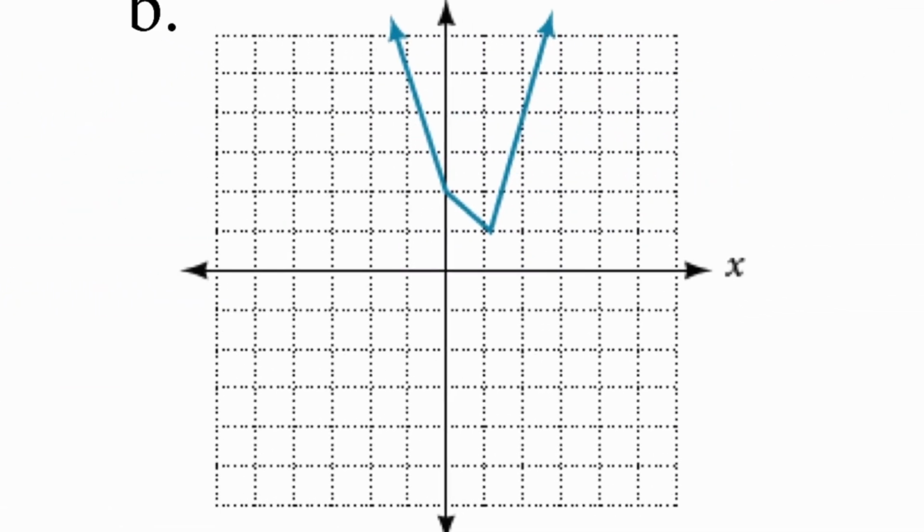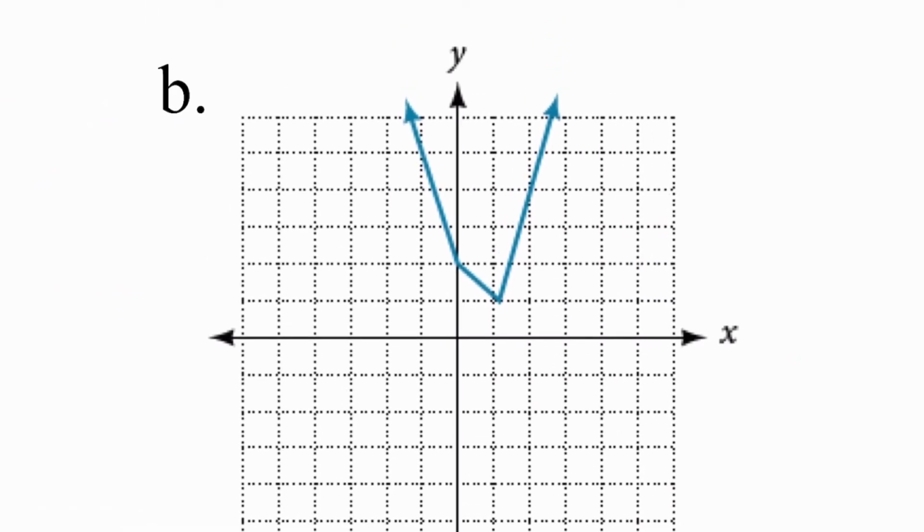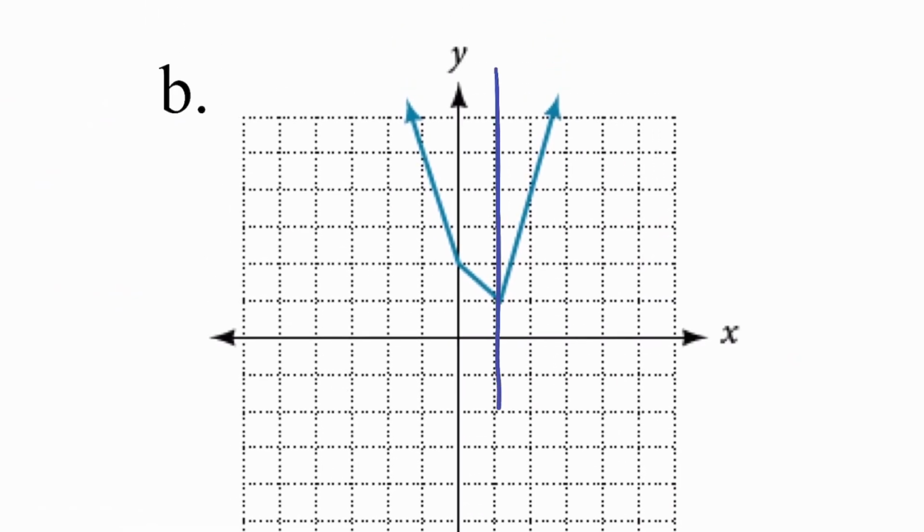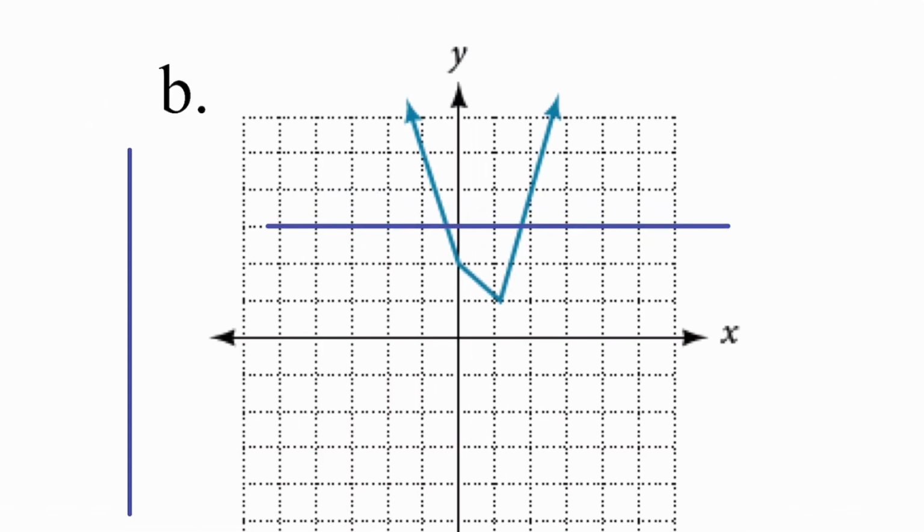This one, okay, now it is a function. It passes the vertical line test, right? If I make a vertical line and I move it around and I try to look for a place to touch twice, I can't find one. Every place touches just the once, right? But if I make a horizontal line, right away, there are 2 inputs that correspond to this output.